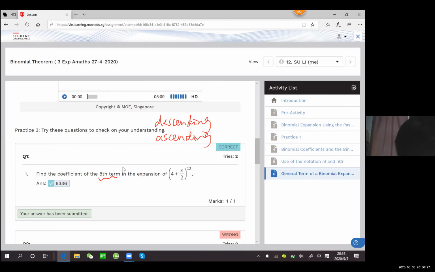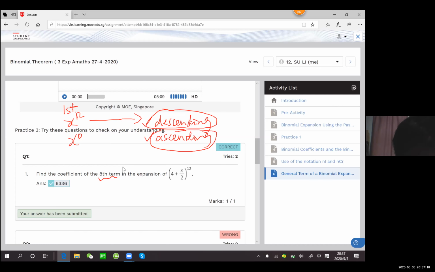If they don't spell out descending or ascending, then there is a problem. If it's descending, the first one will be x to the power of 12. For ascending, the first one will be x to the power of 0. So this is what I want you to clarify with your teacher. When they want the eighth term, what is the default, ascending or descending, if they never tell you?